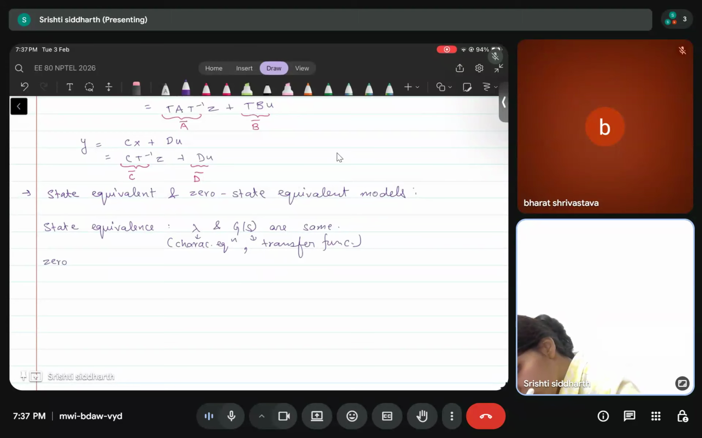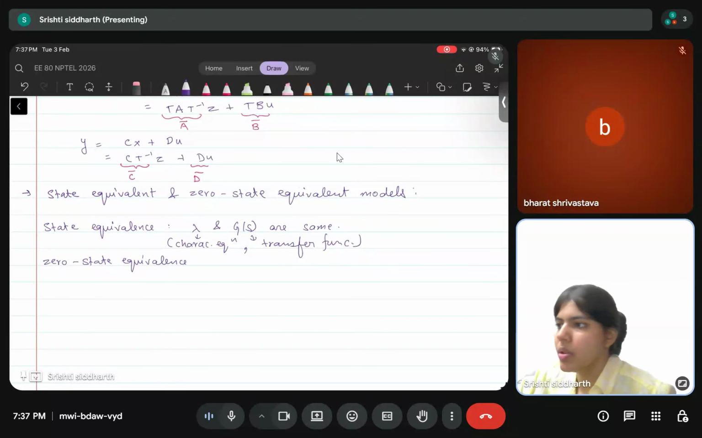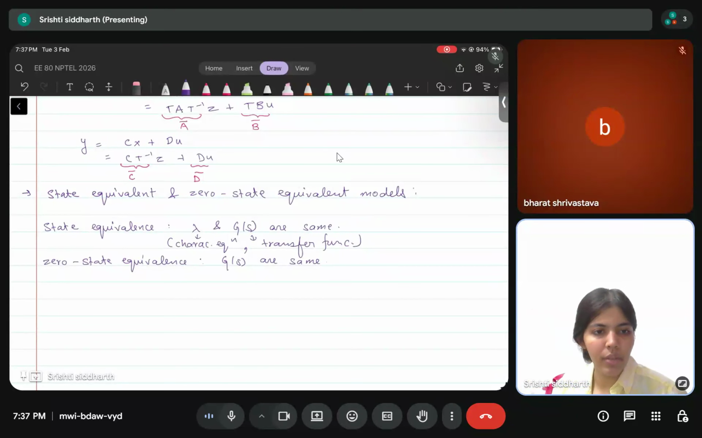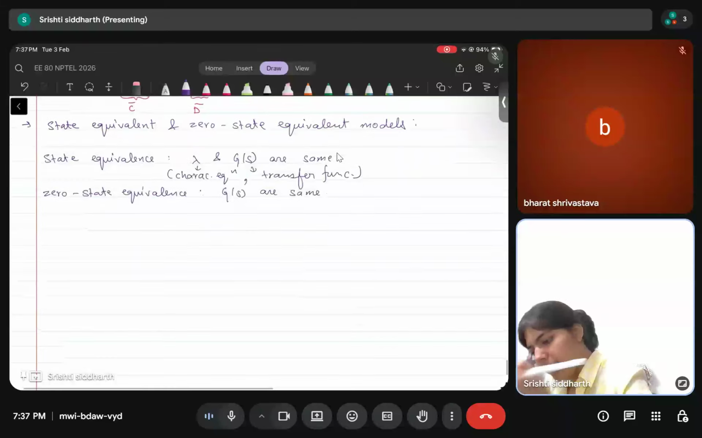Zero state equivalence is if the two systems have the same transfer function. And we already know how to compute a transfer function from its state space model. Alright, so let's look at a question.